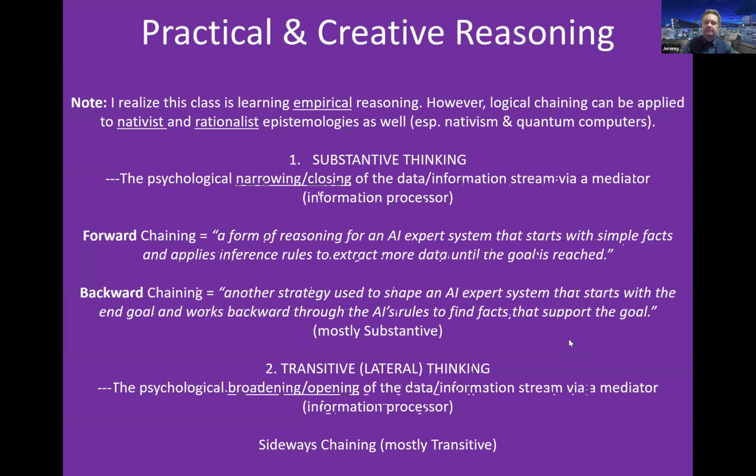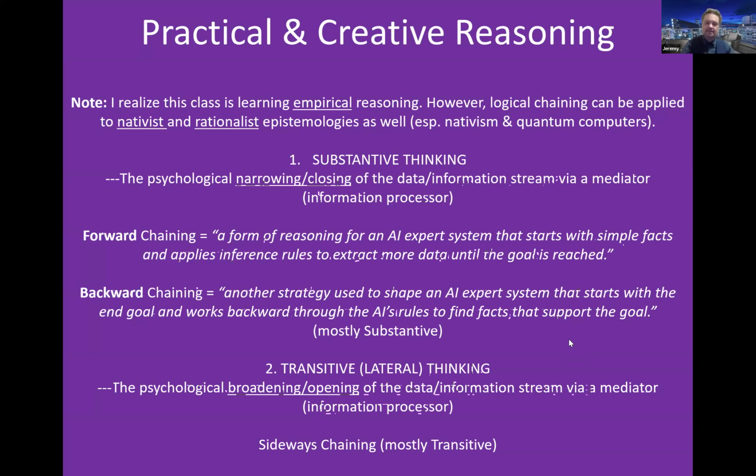Anyway, so we're going to talk about logical chaining. The creative stuff especially applies to nativist and rationalist approaches. Intuition and gut feeling actually is a form of reasoning. It could be abductive reasoning, for example. So there are different kinds of reasoning. It's not always empirically dependent.